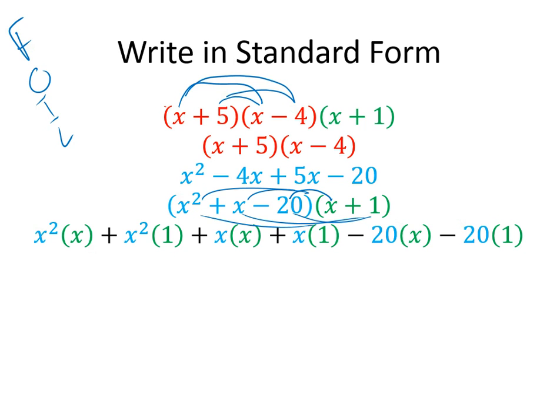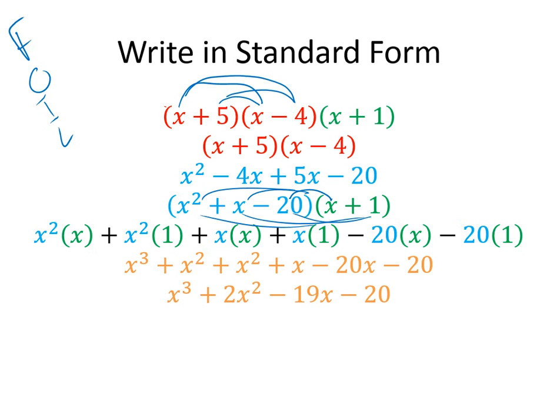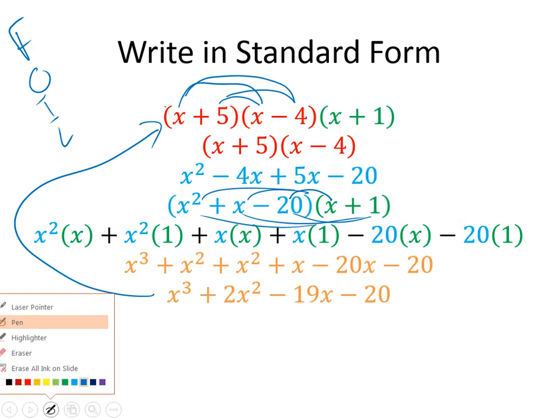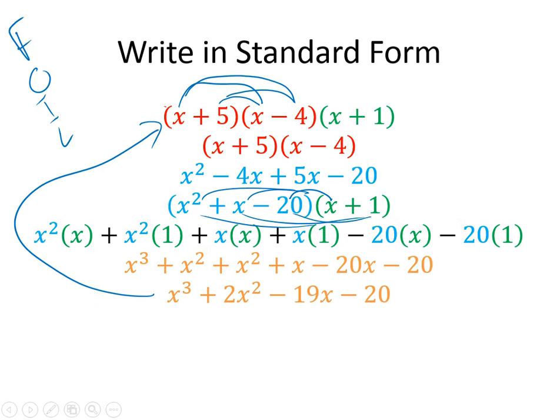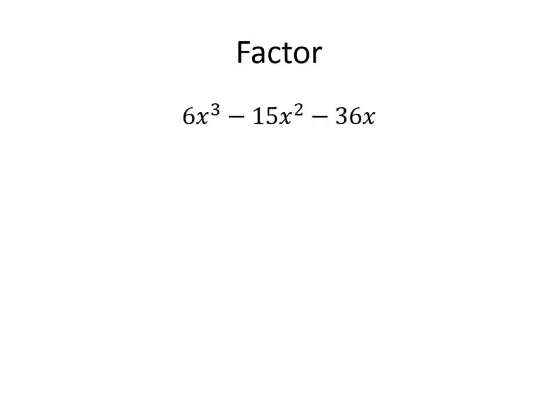So then you would multiply, so the first one would be an x cubed plus x squared plus x squared plus x minus 20x minus 20. And then from there you would simplify, so you would combine like terms and get it down. And that is your answer. That is the standard form using those linear factors. So when you have these, you're just going to FOIL it all the way through. It takes some time, and you've got to make sure you keep everything in order.